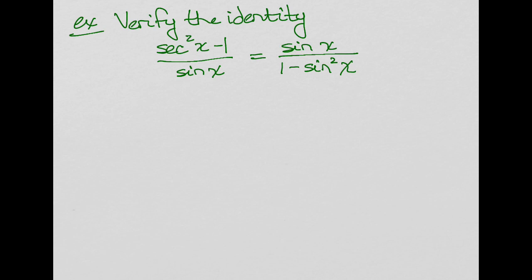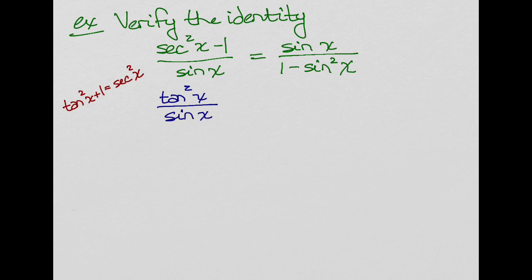In the numerator here, I have secant squared x minus 1, and one of those Pythagorean identities says tangent squared x plus 1 equals secant squared x, which means secant squared x minus 1 is tangent squared x. So we'll make that substitution. Now I have tangent squared x over sine x.